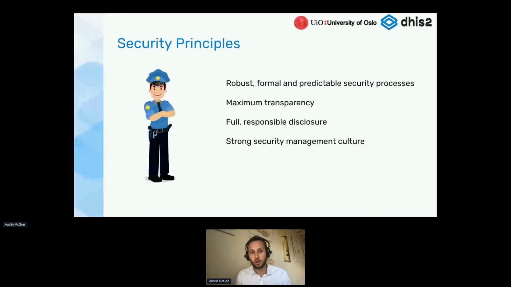And so that's our goal, is to have a maximum amount of transparency into our processes, into the security issues that do come up, into how we approach and how we worked with the community to responsibly respond to those issues.